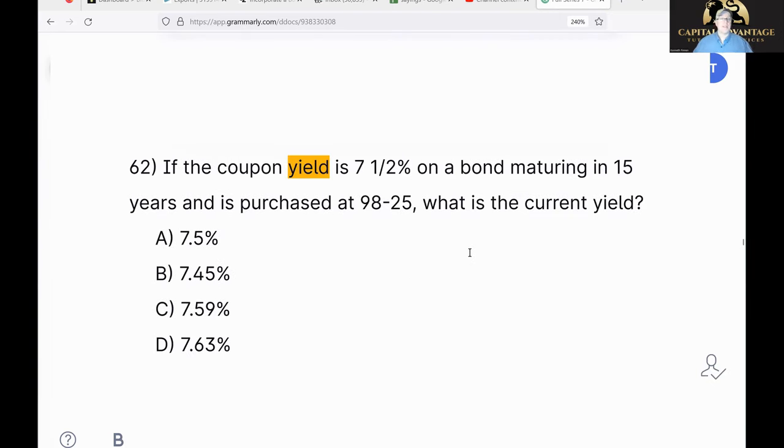Okay, so this one is a little different. If the coupon yield is 7.5% and a bond maturing in 15 years, what is it? Remember, you'll never have to do yield to maturity. I promise you won't have to do that. You can watch my bond triangle video to understand how that works.